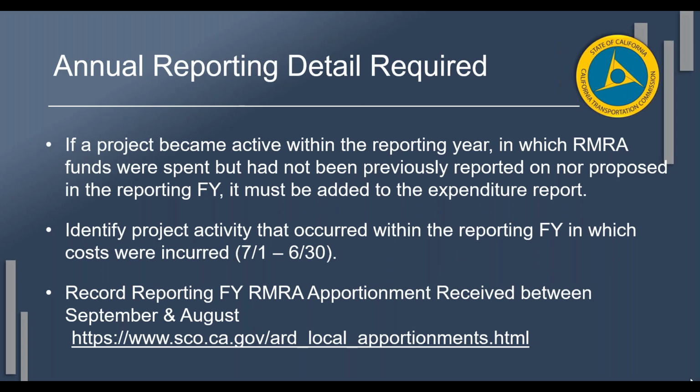They've sent letters to every jurisdiction's finance department letting them know this should be counted as the fiscal year apportionment for the total year. If your finance department says something else, have them reach out to us or to the state controller's office directly, because that's not accurate, right? It needs to be what was received between September and August. It has to be. That's the only way we count it.